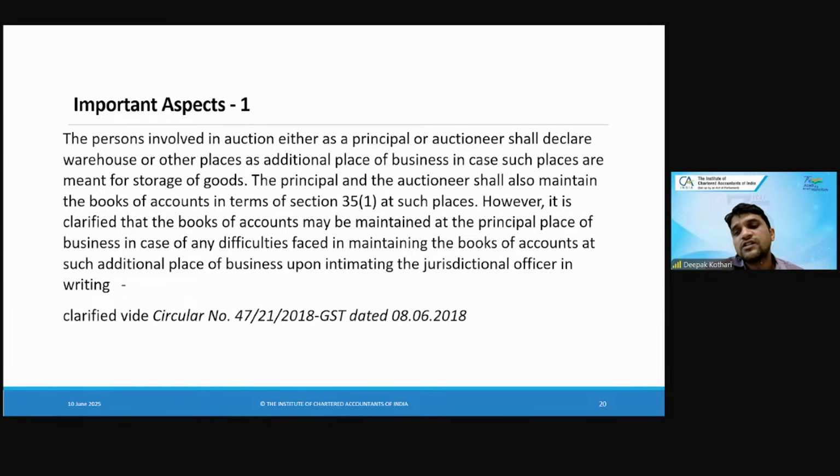Correct. Only why auctioneer? Because auctioneers do this auction for a temporary time period. It will not be a permanent place of business. So that's why for auctioneers, they have given this exception. For others, you have to maintain the books of the additional place of business there itself.